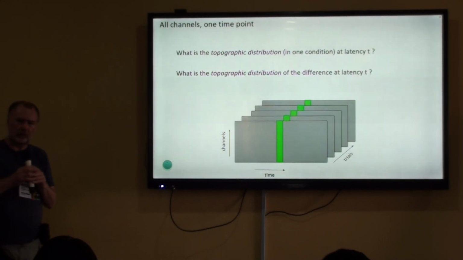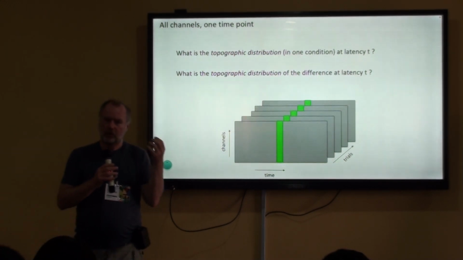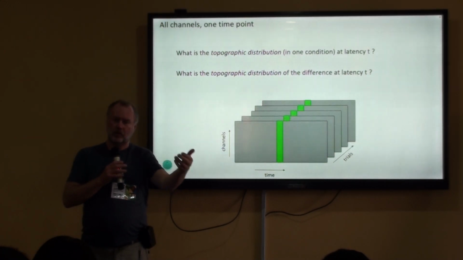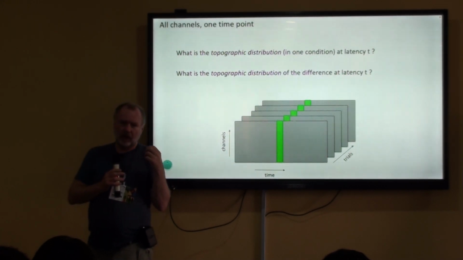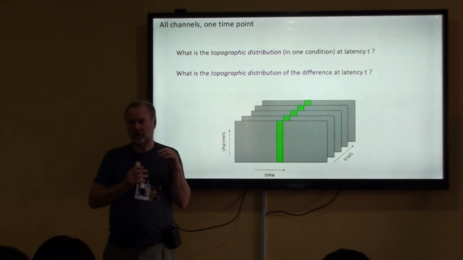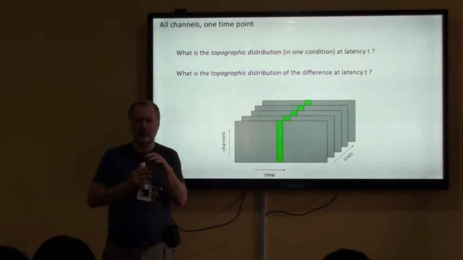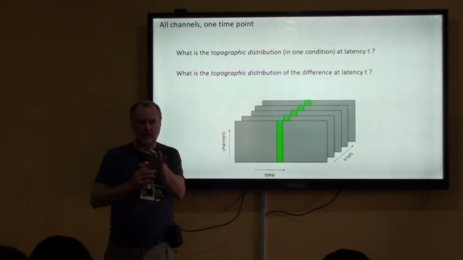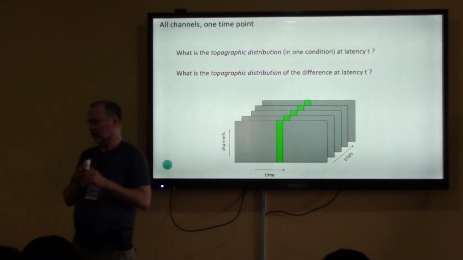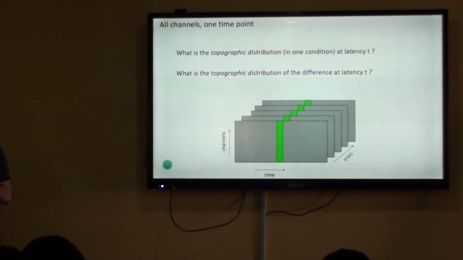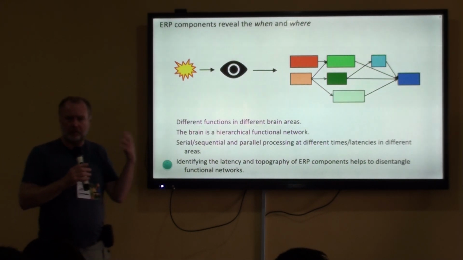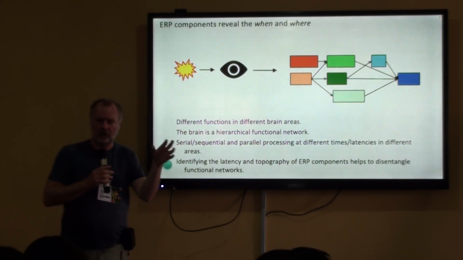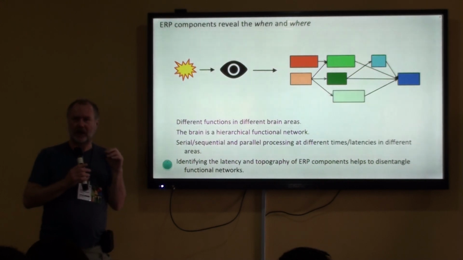But it's the topography that helps us determine the location of the activity, or the location of the difference in activity. I was planning tomorrow morning to do a lecture on source localization, localizing where in the brain the activity is, given that we have spatial topography. So by studying ERP components, we're studying when activity happens and where activity happens.